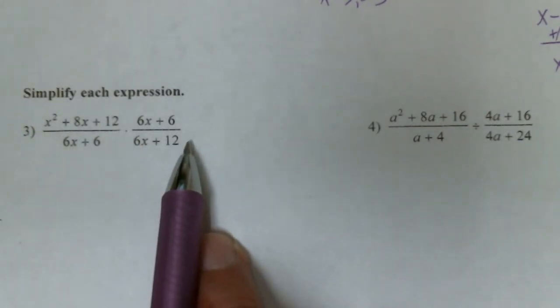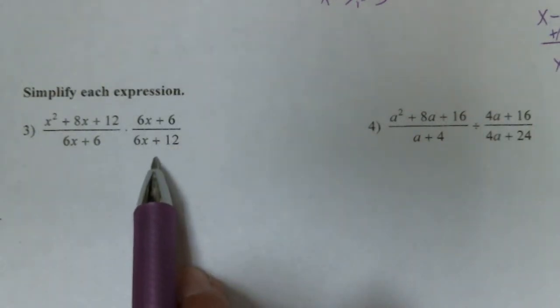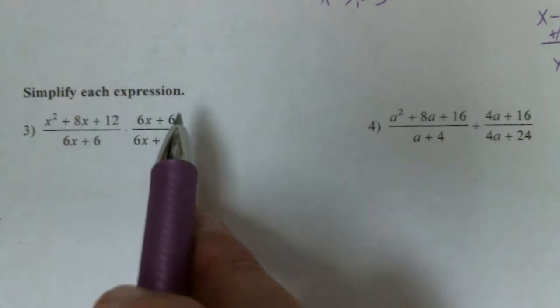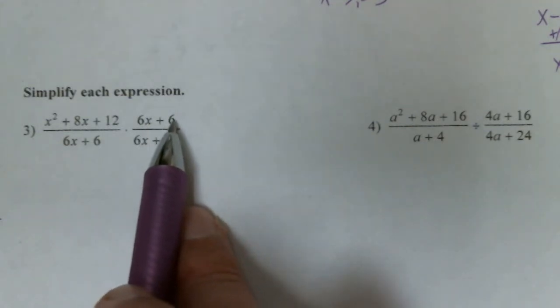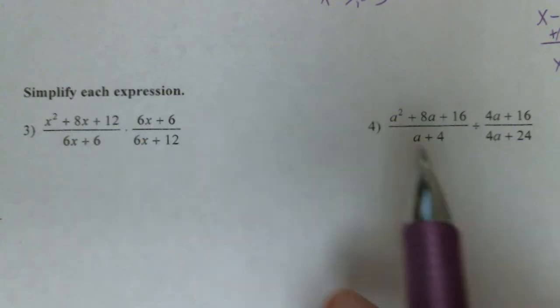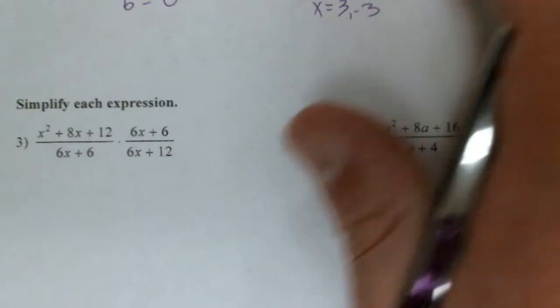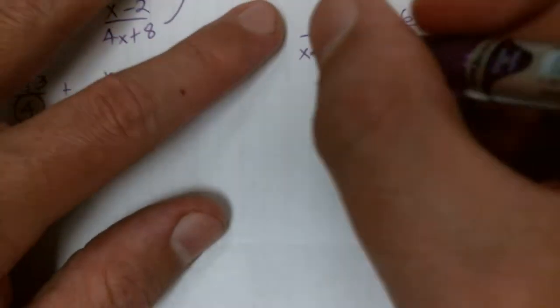Okay, but before we do that, guys, you always want to see, is there anything that I can cancel to make my life easier? If you notice that there's a 6x plus 6 on top and a 6x plus 6 on the bottom of this fraction, some of you may look at that and say, well, wait a minute, I can't cancel that, right? Because this one's over here on the right, and this was over here on the left. Well, let me offer this to you.